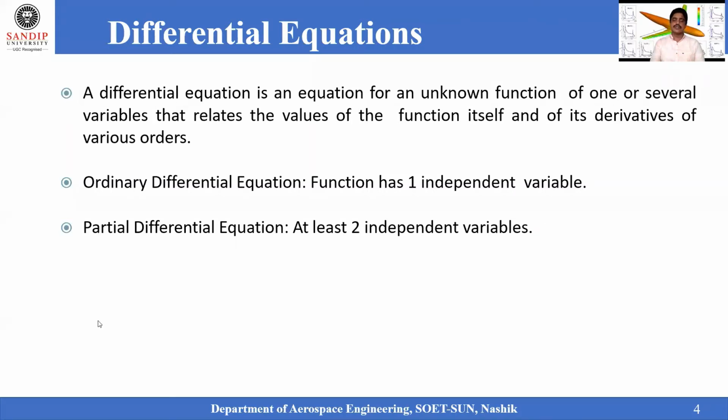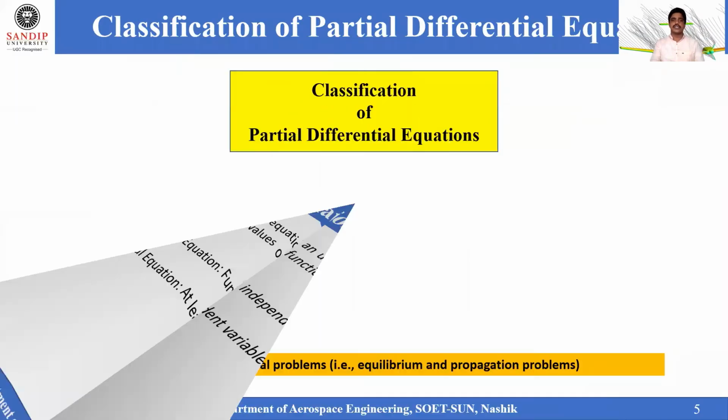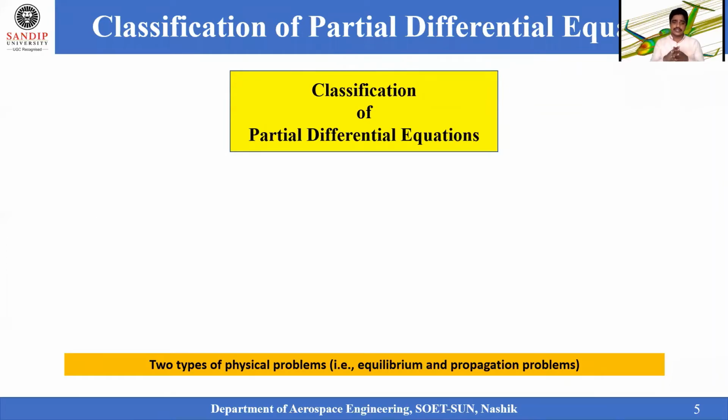differential equation has only one independent variable, a partial differential equation has two independent variables at least. At least there should be two independent variables. Coming to the classifications of this one, let us keep aside what exactly the physical problems involved, whether it is an equilibrium problem or a propagation problem. We'll discuss that in later sessions.